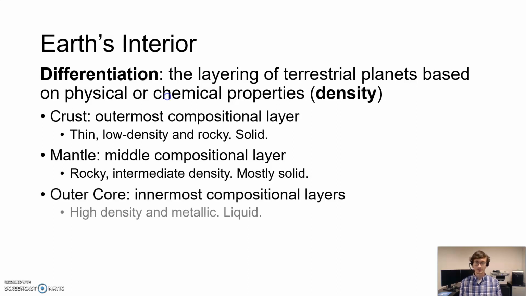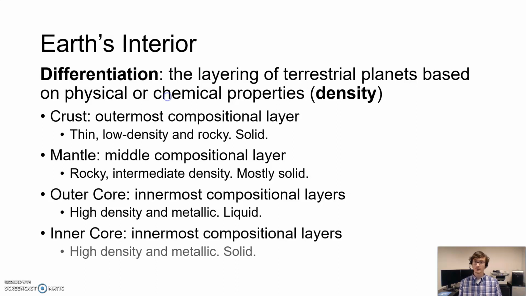These are our innermost layers. So we have all the high density stuff here. Our outer core is liquid metal, and our inner core is going to be this solid mass of iron nickel alloy at the very center.